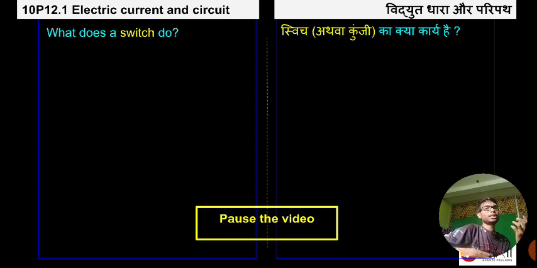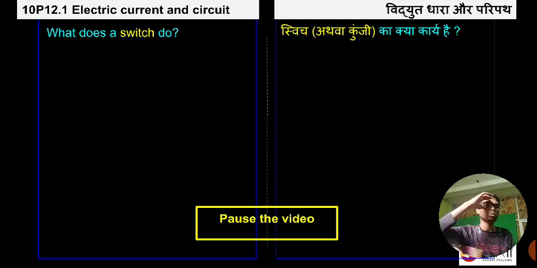It breaks the complete circuit of electricity, or it completes the broken circuit of electricity. This is the work of a switch. We can control the electric circuit by using a switch. It gives us protection. This is a safety device. A switch is considered a safety device.